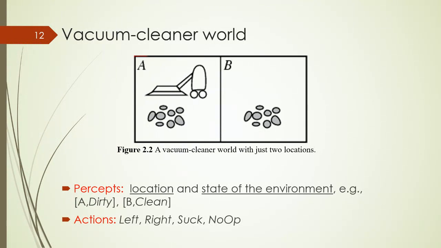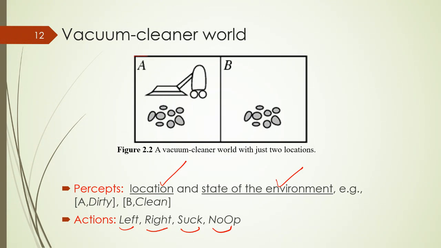I have a world of two locations, two squares. I have an agent which can move from A to B or from B to A. So this agent can go either left or right. And it also can suck, means clean, suck up the dirt, clean the environment, or do nothing, no operation. So this is a kind of definition of our agent, right? Here I have an agent. The percepts this agent can get is the location and state of the environment.